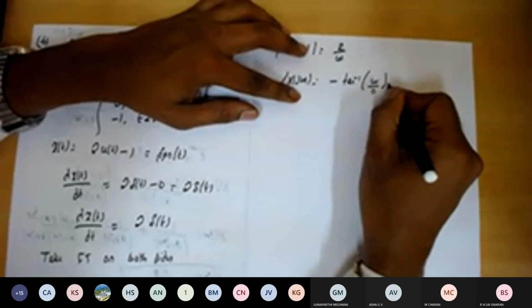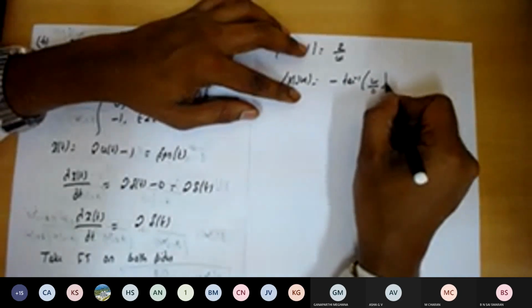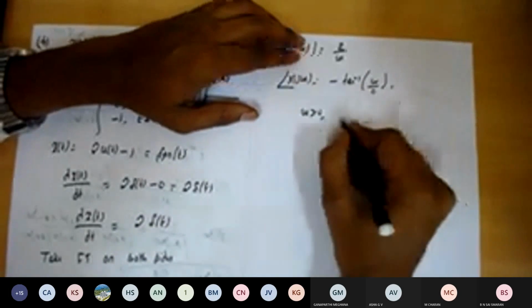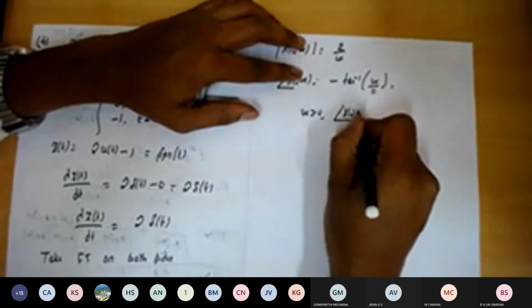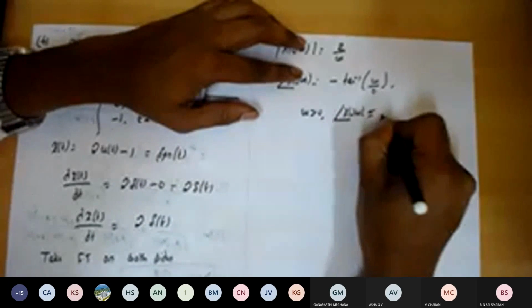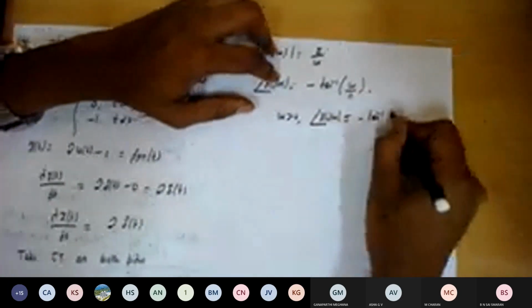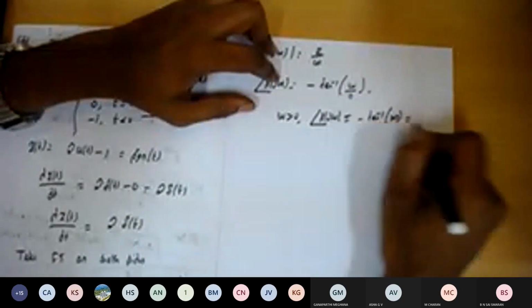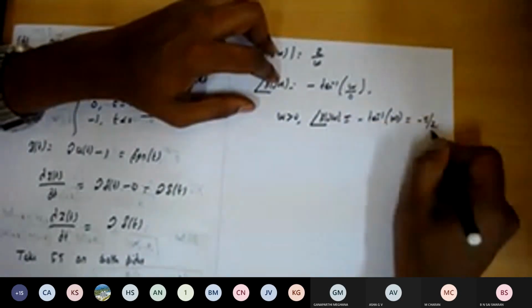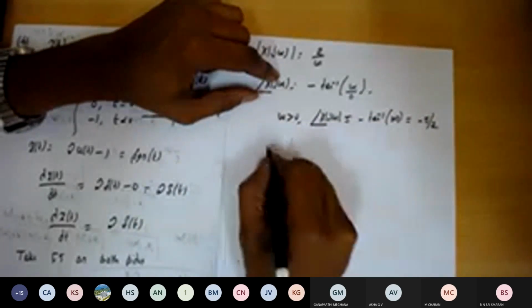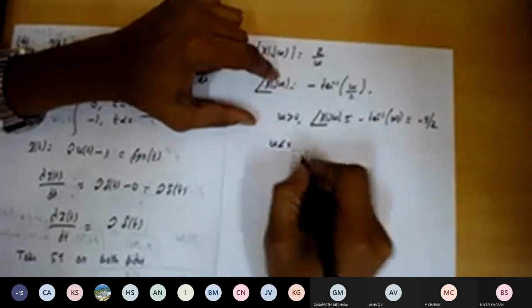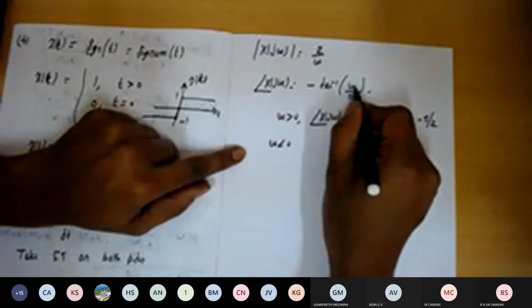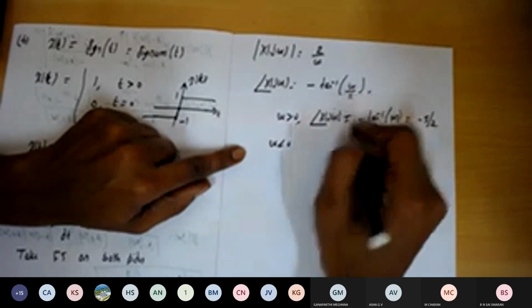Suppose omega is greater than 0, so this becomes positive infinity. The angle x of j omega will become minus tan inverse of plus infinity. Tan inverse of plus infinity is pi by 2, multiplied by minus is minus pi by 2, so we get minus pi by 2 for omega greater than 0. Similarly, if omega is less than 0, it takes negative values, so that is minus omega divided by 0, which becomes minus infinity.